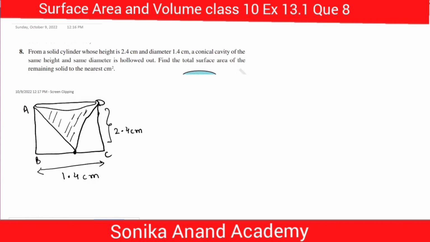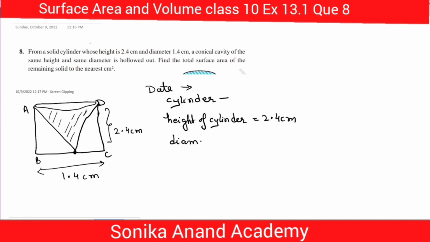So listen, whenever we hollowed out something, whenever we put anything on something, always we add all the surface areas. Firstly, I'm going to collect all the data. Clear? So for all the data for the cylinder, firstly, height of cylinder, height of cylinder is 2.4 centimeter.